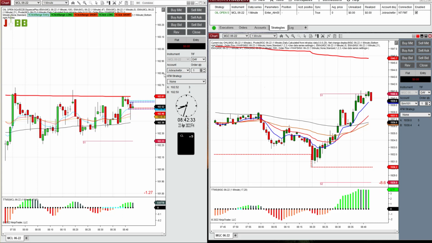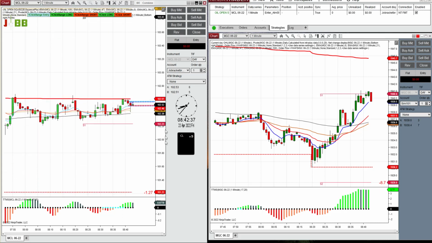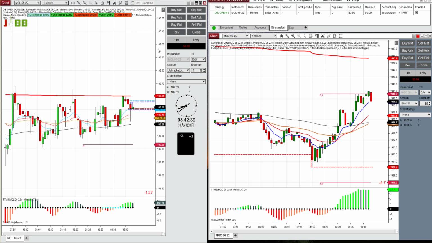Now this morning with oil, we're in the middle of the range, so I don't think we're going to have an issue at the moment with entering on a higher low. Okay.